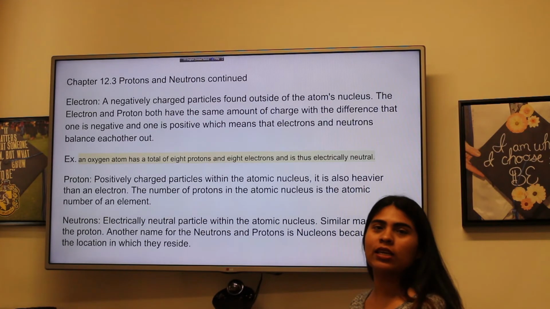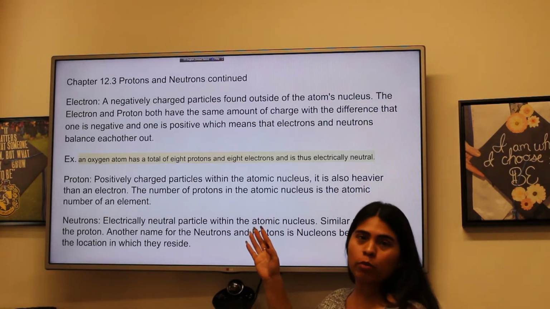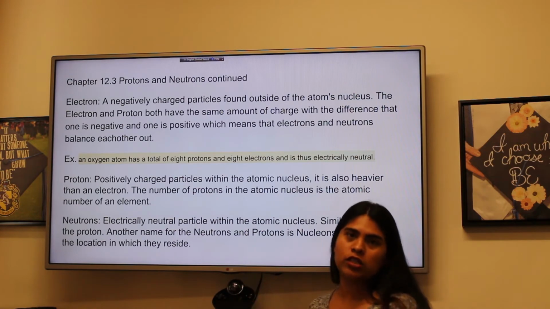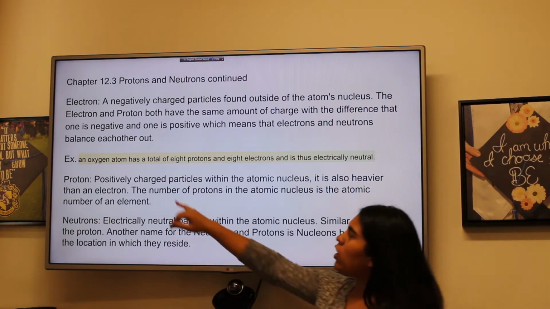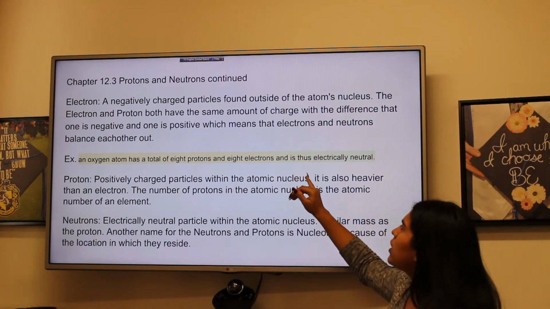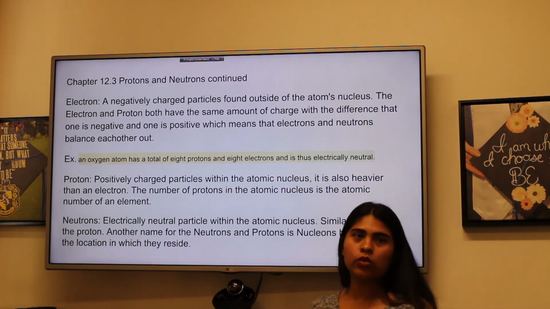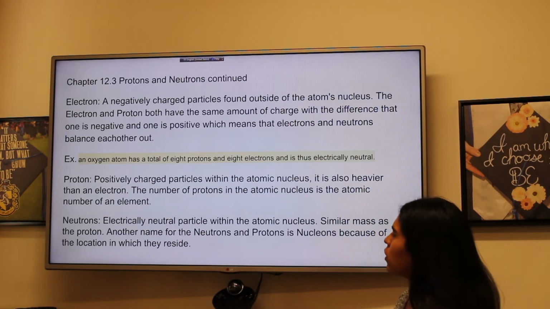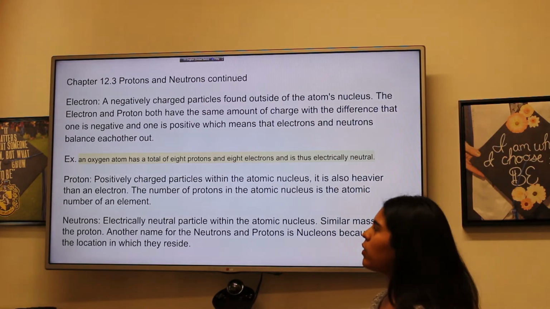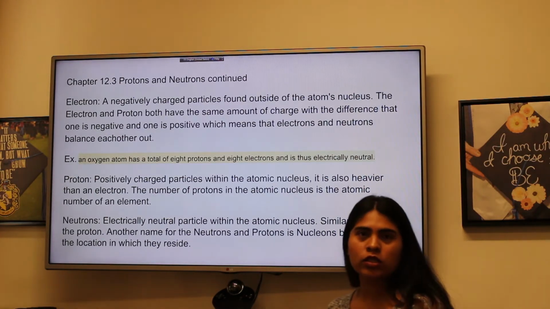As it was covered before, electrons are on the outer side of the atom, whereas protons are in the inside. But what makes it interesting is that electrons are actually negative particles, whereas protons are positive, which means they cancel each other out. For example, in oxygen, an atom has a total of 8 protons and 8 electrons, and it is thus electrically neutral. Neutrons, on the other hand, are completely neutral, and they also reside within the atom next to the protons.